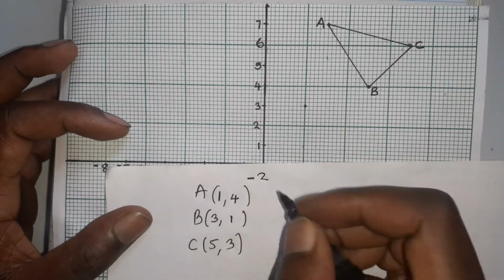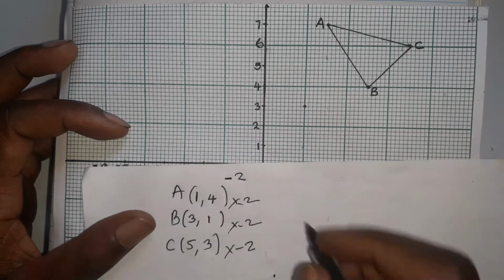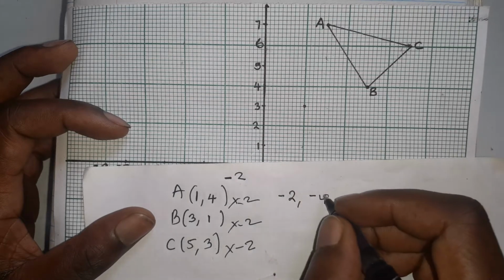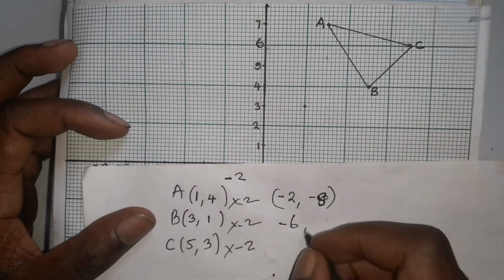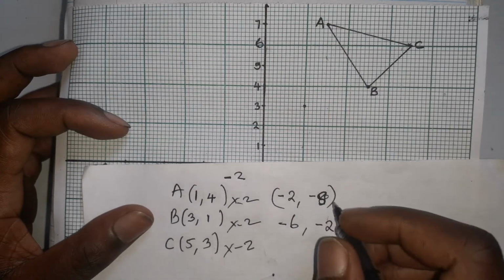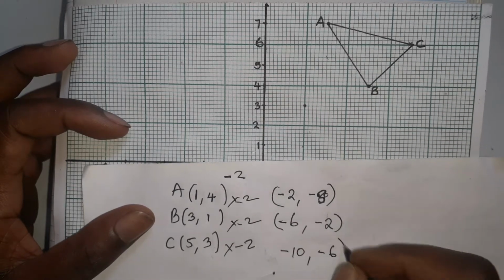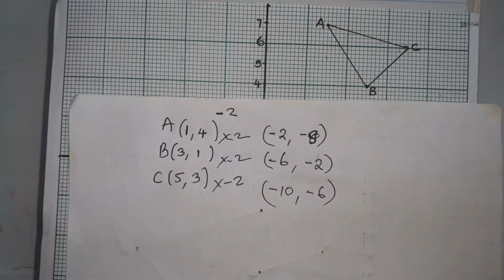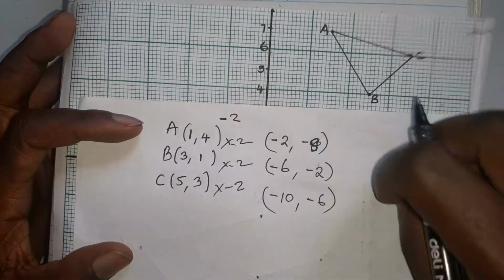What is our scale factor? Our scale factor is -2. So we multiply throughout by -2. What do we get? This is going to give us -2, comma, -8. And this is going to give us -6, comma, -2. And the last one is going to give us -10, comma, -6. So these are the imagined coordinates, the coordinates that are going to take us to the real coordinates of the image.